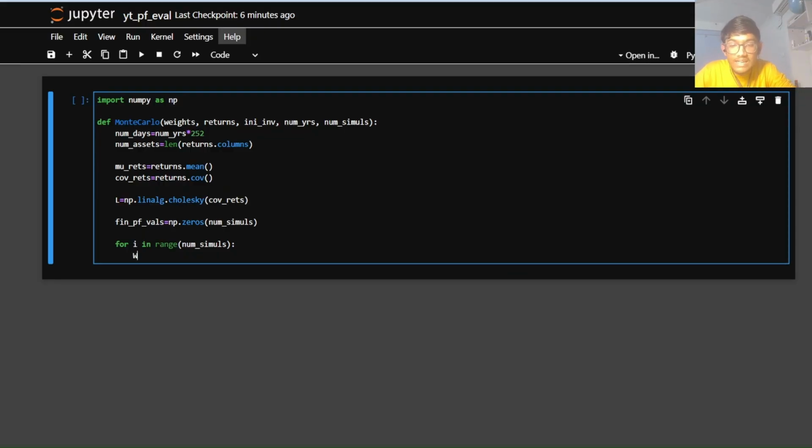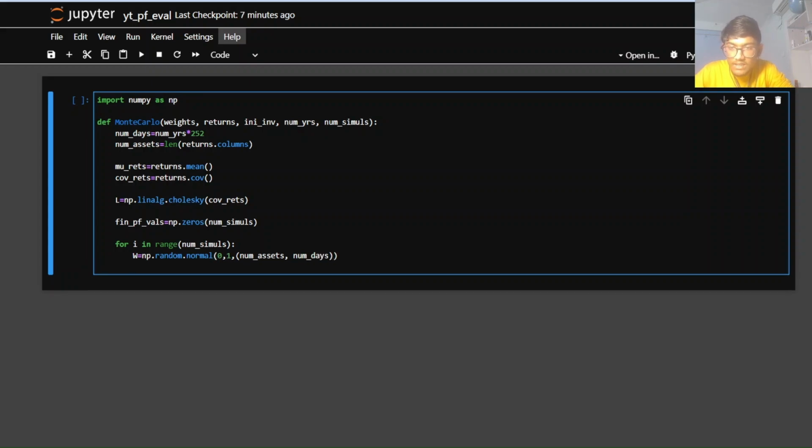So for getting our W matrix, we are going to sample the terms from a normal distribution. So W is equal to np dot random dot normal. Mean is 0, variance is 1. The number of rows would simply be the number of assets that we have, and the number of columns would simply be the number of trading days, which is num days, right? And then our correlated noise would simply be the matrix multiplication of L with W, right?